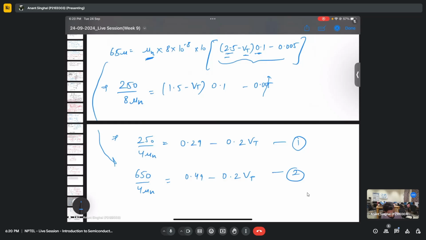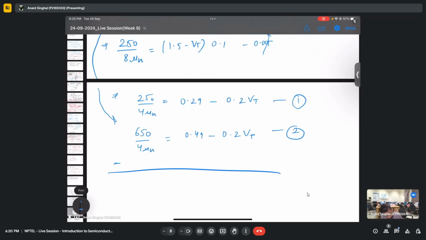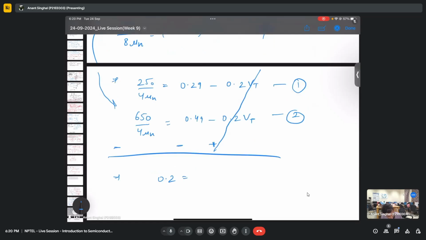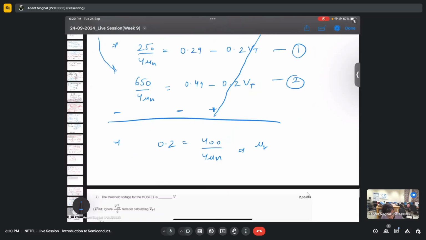Now I can subtract these two equations. This will be plus, so this will get cancelled out. And what I have is 0.49 minus 0.29 is 0.2, equals 650 minus 250, which is how much? 400. So 400 by 4 mu n. So this will give me mu n equals 100 by 0.2, which is 500 centimeter square per volt second.